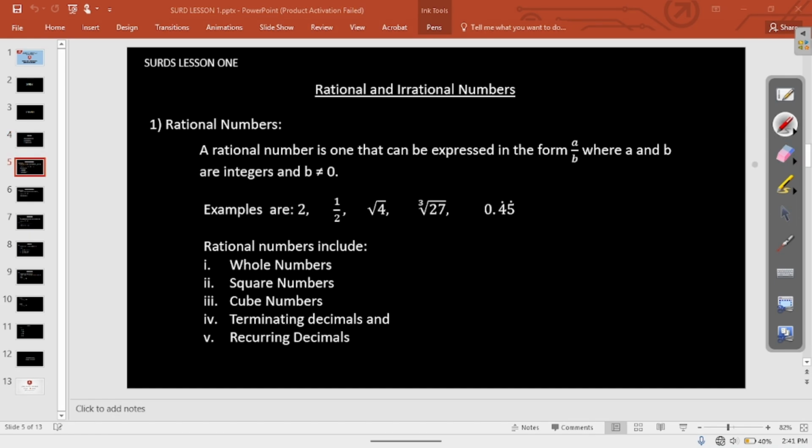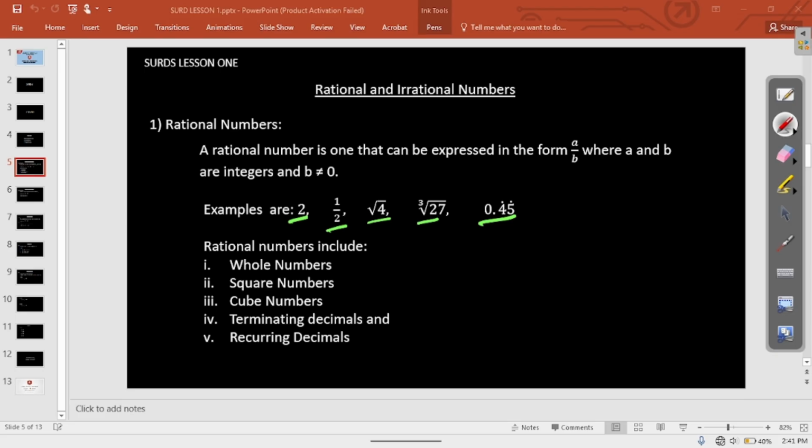So rational numbers, we first of all need to understand what a rational number is. A rational number is a number that can be expressed in the form a over b, where a and b are integers and b is not equal to 0. Examples that we have are a number like 2, 1 over 2 or half, the square root of 4, the cube root of 27, and lastly 0.45 recurring.